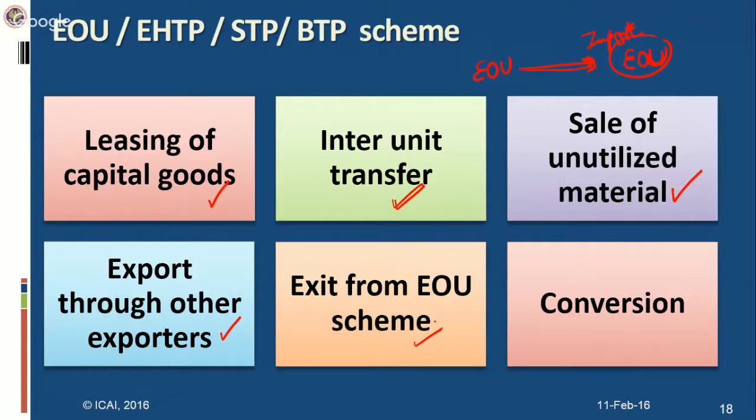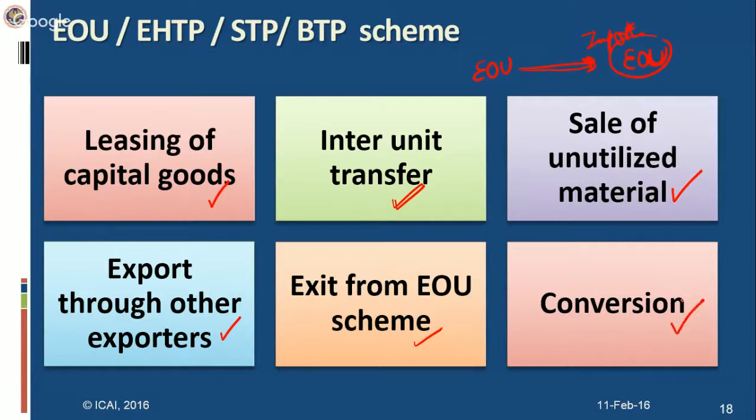Now, if an EOU wishes to opt out of the scheme, then it is allowed. But this exit shall be subject to payment of excise and custom duties and the industrial policy which is in force at that time. And in case the unit has not achieved the obligation which it has to achieve for being an EOU, then it shall be liable to a penalty also at the time of exit from EOU.